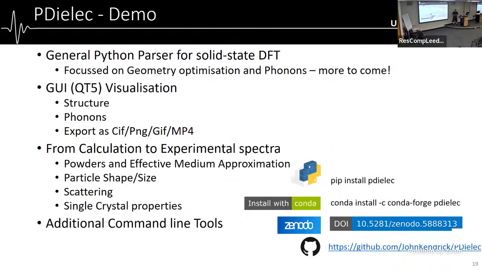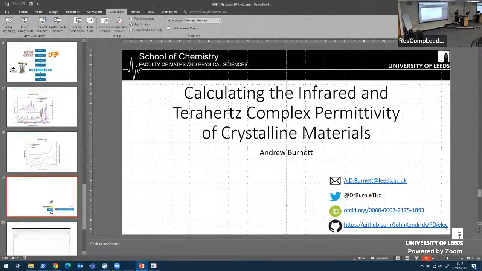So in the last couple of minutes, I just wanted to show something called PDielec, which is a tool that we've been developing over the last few years. It's essentially a generic Python parser that will read in DFT calculations and put that into Python for you. It also has a GUI because we want master's students, undergraduate students and PhD students who have never done computational chemistry before to be able to use it. And it allows us to introduce things like the effective medium approximations and particle shape. It's available on Conda and Pip. It's on GitHub. Anyone can freely go and use it.